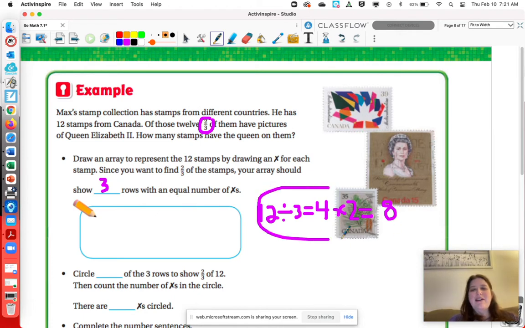So this method here also helps us to draw our array. How many X's will we put in each row? That would be 4. So we need 3 rows of X's. I'm sorry, that's a column. So we need 3 rows of X's, and we're going to put 4 stamps in each row.